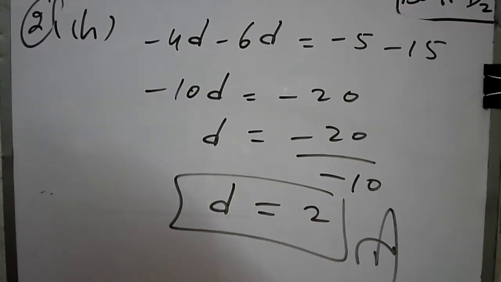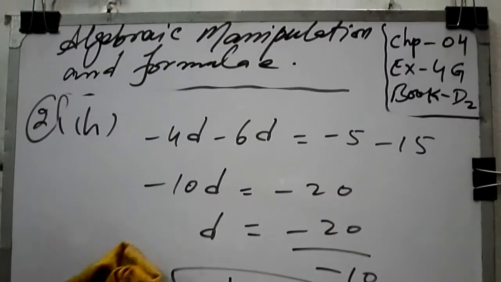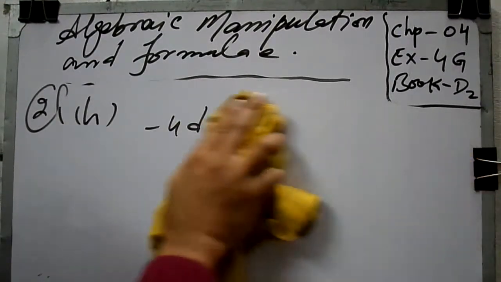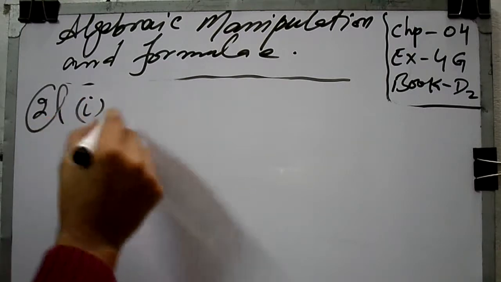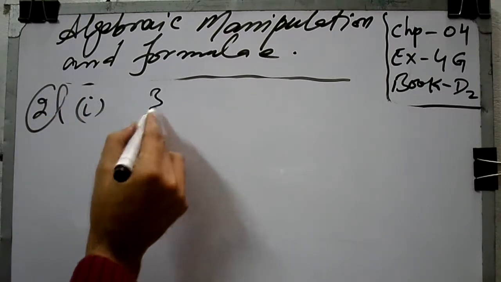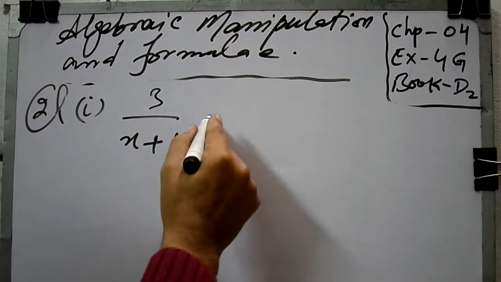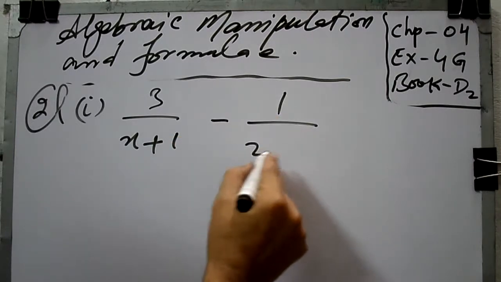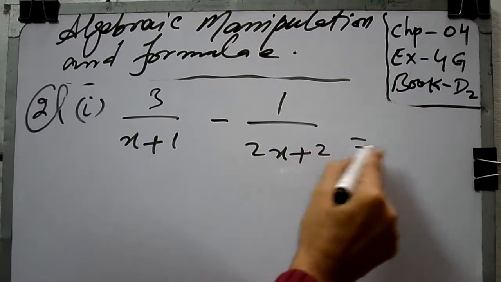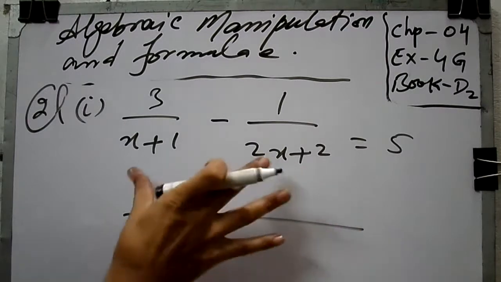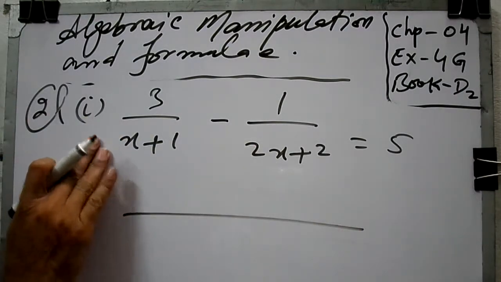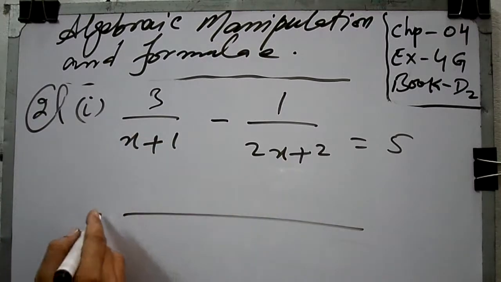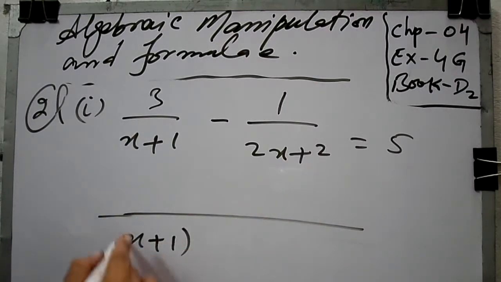Now coming to the I part, 1 by (x plus 1) minus 1 by (2x plus 2) is equal to 5. This exercise is demanding only one question, that is the I part. I am going to solve it, you can see here. So the LCM is this one.